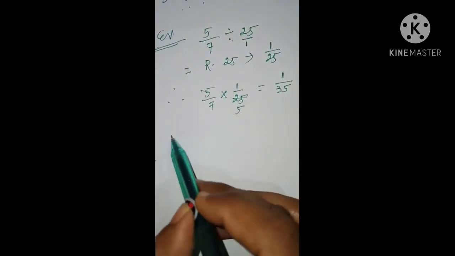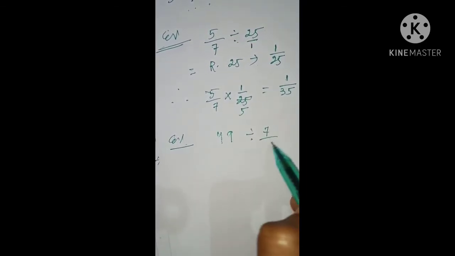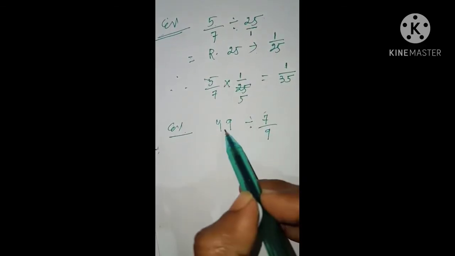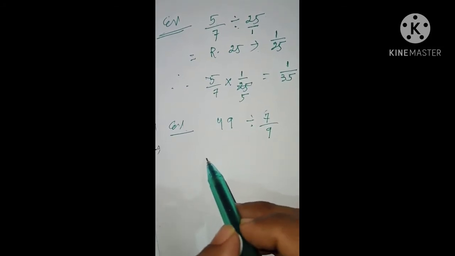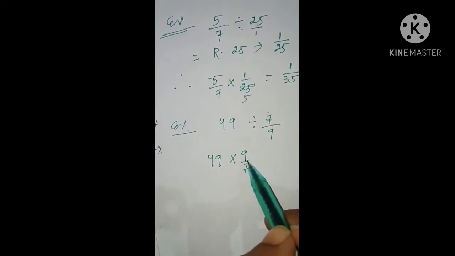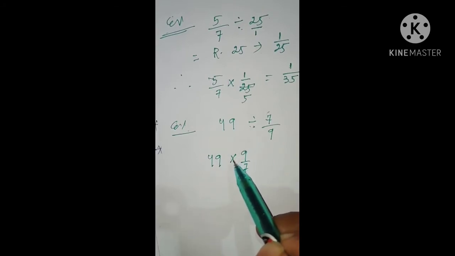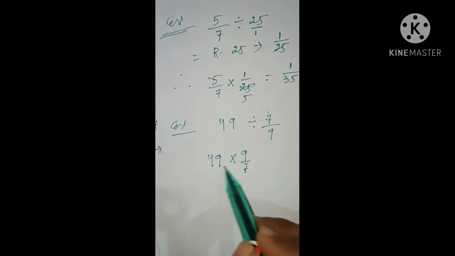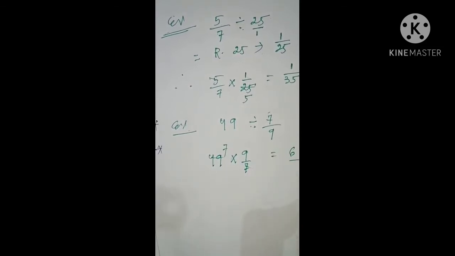So let me take one more example. 49 is divided by 7 by 9. In this case, this number you have to convert into reciprocal form, not this number. So now this one you can write directly: 49 multiplied by 9 by 7, because this is the reciprocal of the number. So just remember simply that whenever you want to change division into multiplication form, you write the reciprocal of that number. Now 7 sevens are 49, you can convert this, then 63 is the answer.